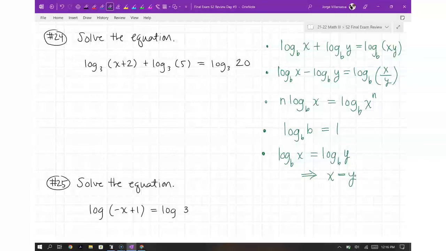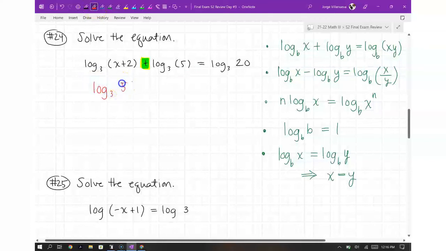So let's get back to these log things. That way we can finish them up. So notice the first part, log base 3 of x plus 2 plus, right? There's a plus right here. Log base 3 of 5. The plus, the summation means multiplication. Right? I'm going to multiply. So I'm going to write log base 3 of 5 times x plus 2 equal to log base 3 of 20. Because I'm going to get the 5 and the x plus 2 and I'm going to put them together.